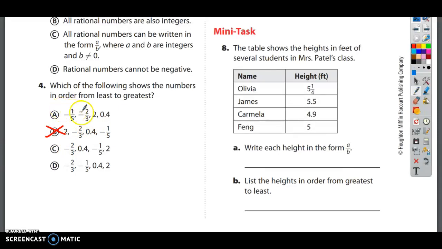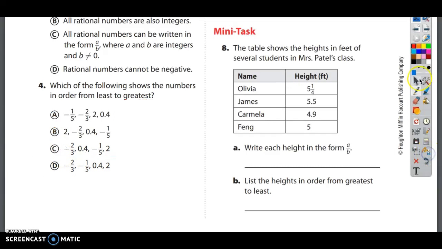Could it be A? The negatives are first, and then the positives. That would work. Could it be C? I've got a negative, then a positive, then a negative, then a positive. It's not going to be C. So it's going to be A or D, where on A and D both, I have my negatives on my left and my positives on the right. What about on A? We're going from least to greatest. Greatest has to be at the far right. Is 0.4 greater than 2? It's not. It can't be A either. So that little bit of common sense test-taking strategy helps you get that the answer is D.